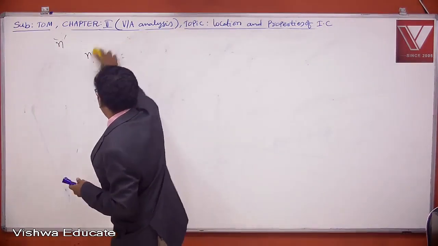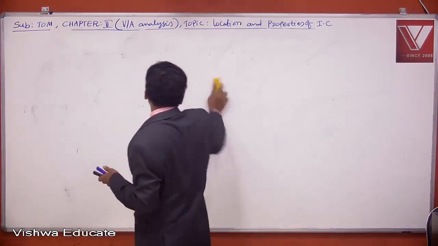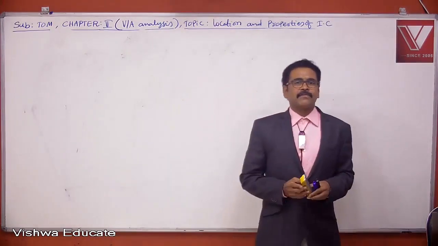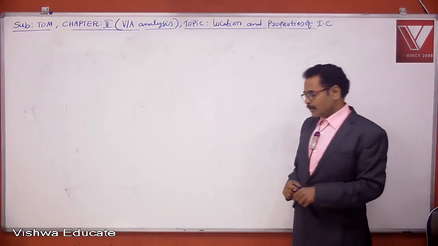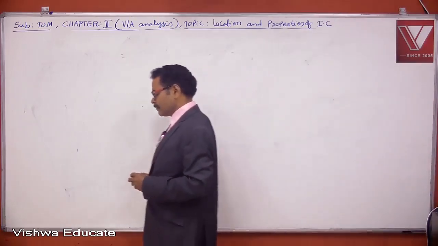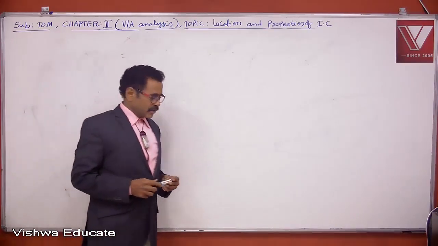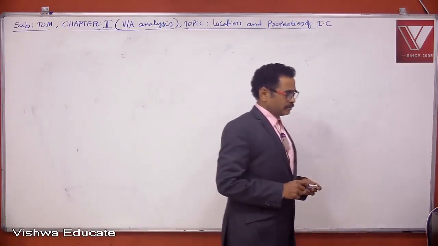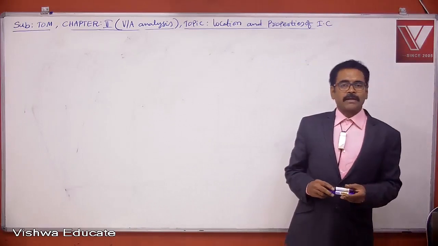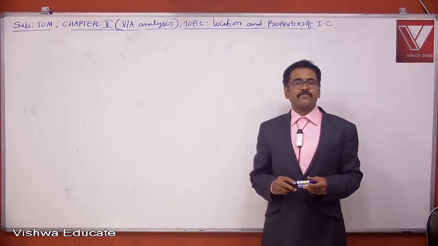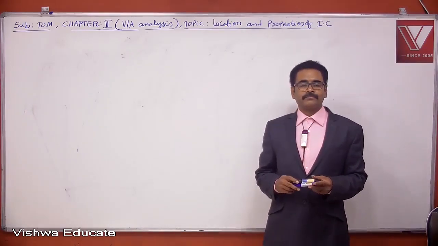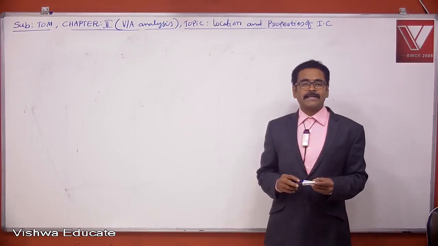Next property: location of IC is a function of geometry of mechanism, but not speed or acceleration.